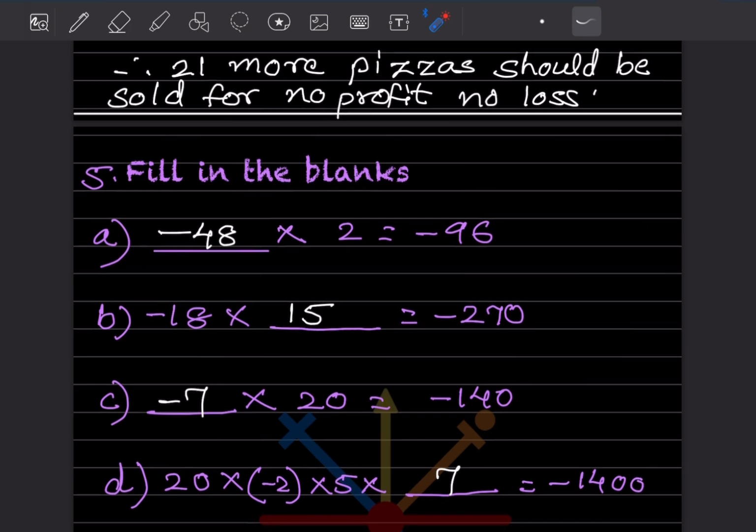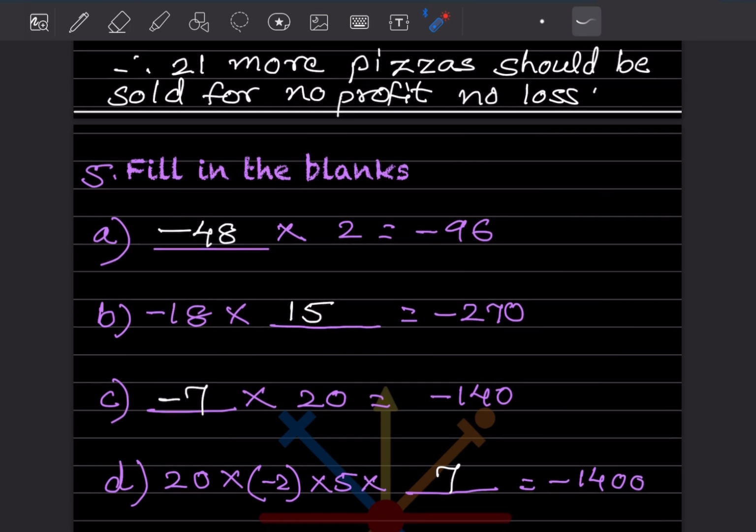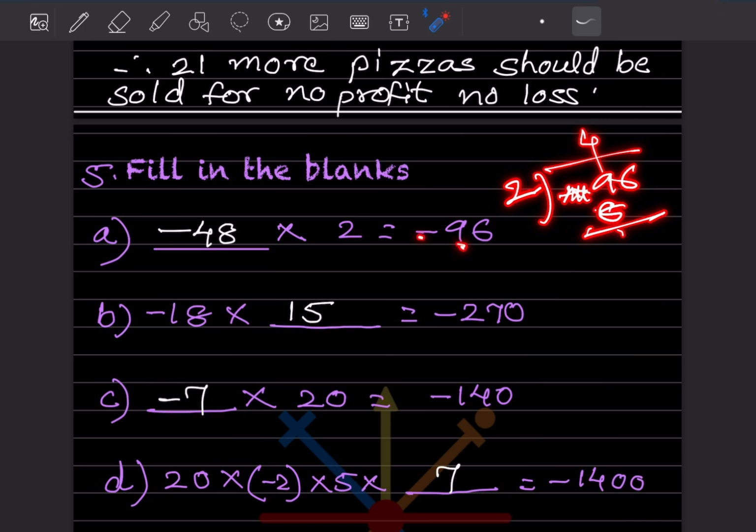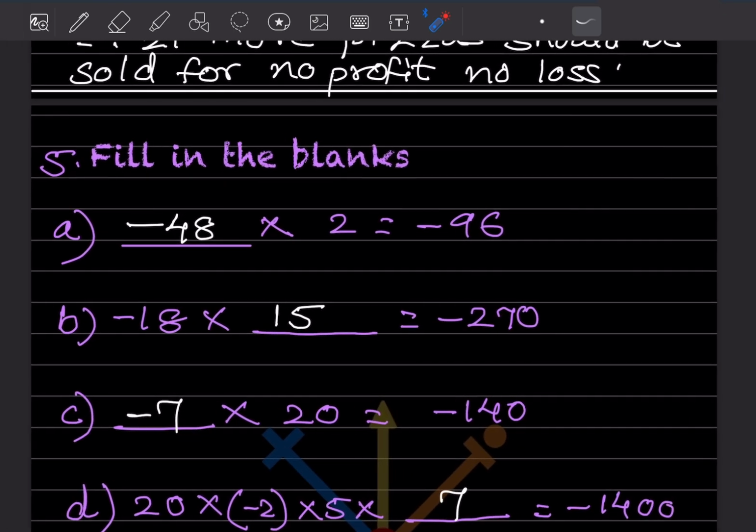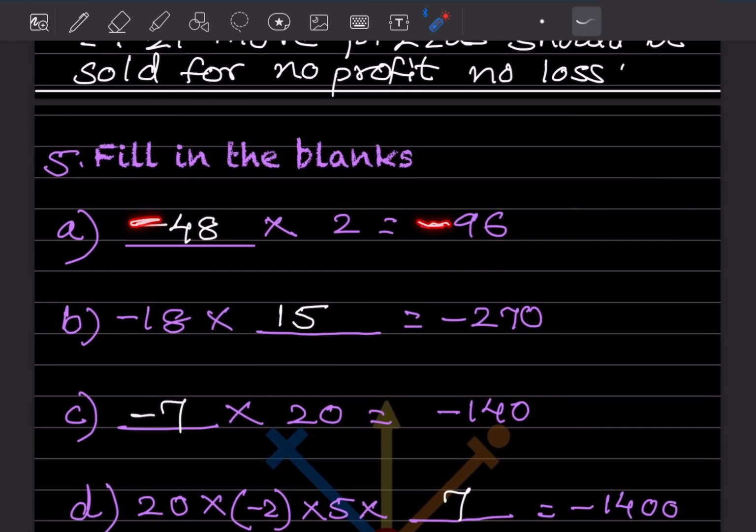So this is one of the simple questions, filling the blanks. Here what you have to do: this was the blank given, multiplied by 2 is minus 96. So to find this, what will you do? You will divide minus 96 by 2. So here you don't have to write the minus sign, just 96. Later on you can put the sign. So that is going to be 48, and because this is minus, this should be minus.